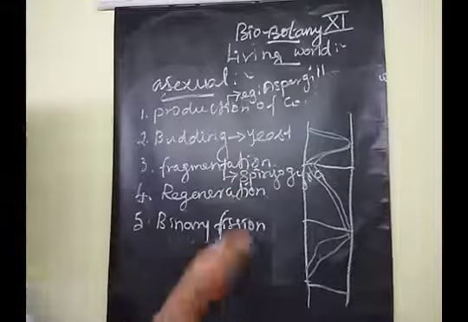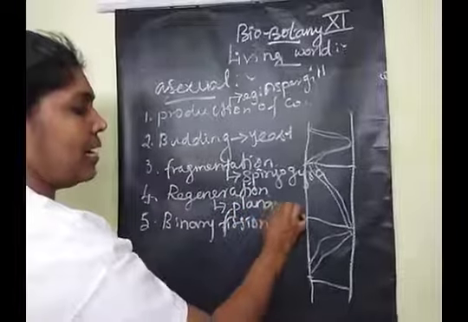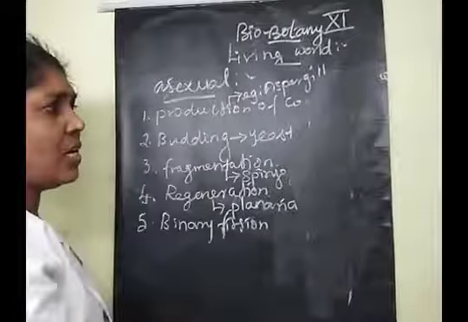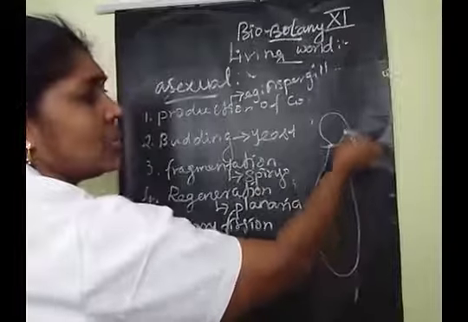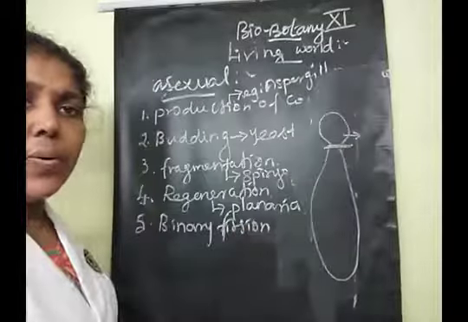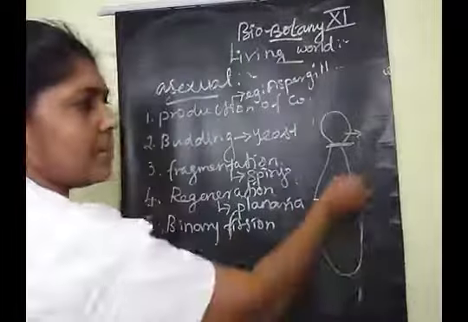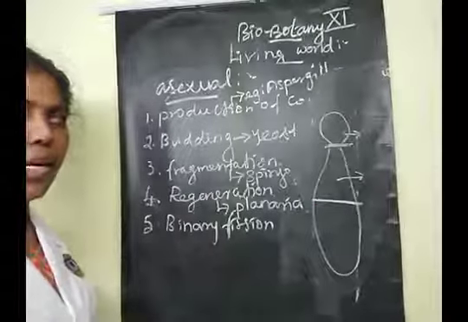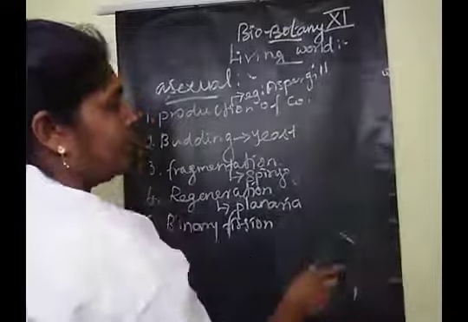Clear? For example, in this type, regeneration, an example species is planaria. If we cut the planaria in these regions, each part grows into a new individual organism. Clear, children? Then the last asexual method of reproduction: binary fission.